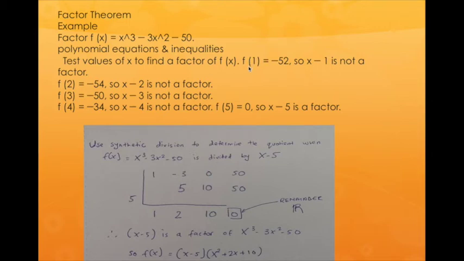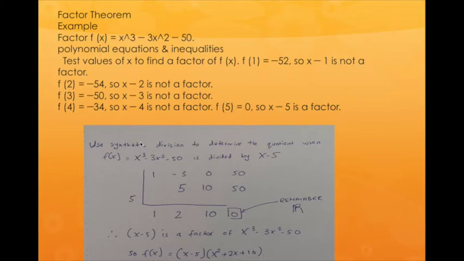So when x is equal to negative 1, it comes as negative 52, so x minus 1 is not a factor. When you put in 2, it comes as negative 54, so x minus 2 is also not a factor. When f(3) is equal to negative 50, so x minus 3 is also not a factor. When you put in 4, it is negative 34, so x minus 4 is not a factor. But when you put in 5, it equals 0, so this means x minus 5 is a factor.